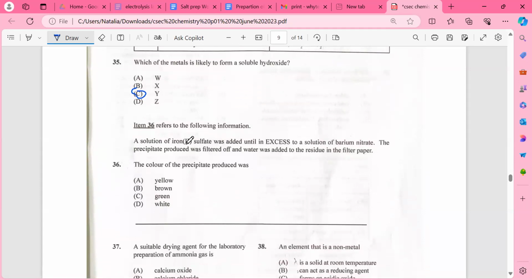A solution of iron 2 sulfate was added in excess to a solution of barium nitrate. So barium sulfate is going to form, and iron 2 nitrate. The precipitate was filtered off and water was added to the residue in the filter paper. The color of the precipitate, the barium sulfate, is white.